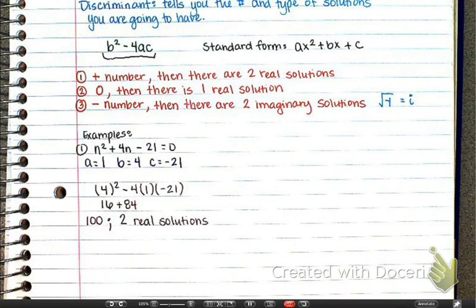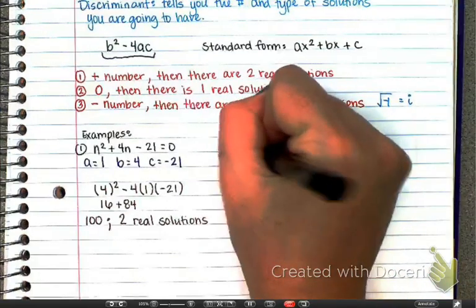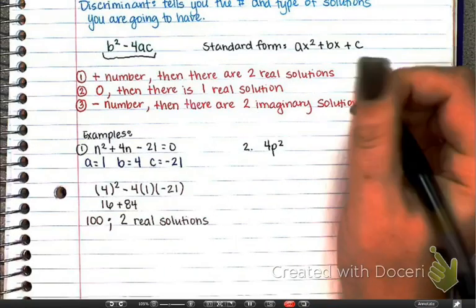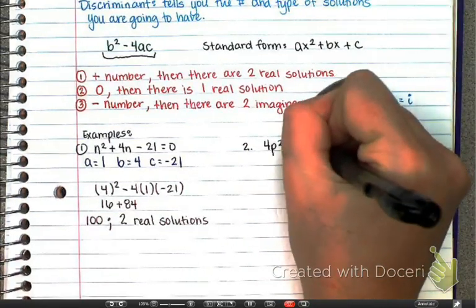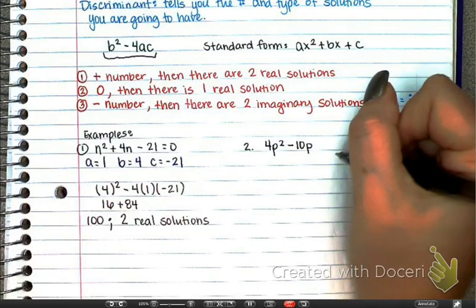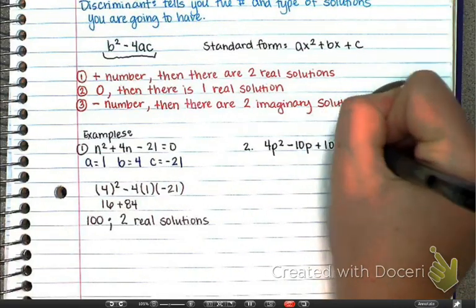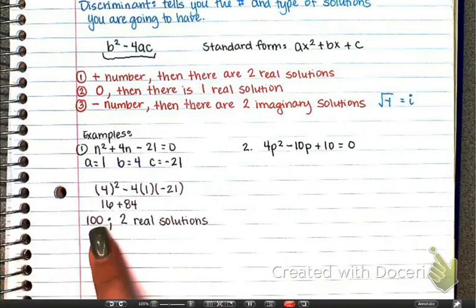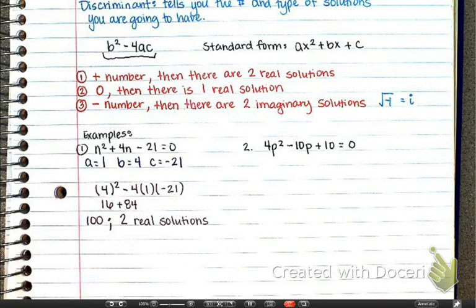All right, let's try another one. Let's look at 4p squared minus 10p plus 10 equals 0. If I were you, I would pause the video and try it. Identify your A, B, and C, see if you can plug it in to the discriminant and see what your discriminant is, how many solutions you're going to have, and the type of solutions you're going to have. So again, if I were you, I would pause it and try it on your own. As soon as you're done, restart the video.